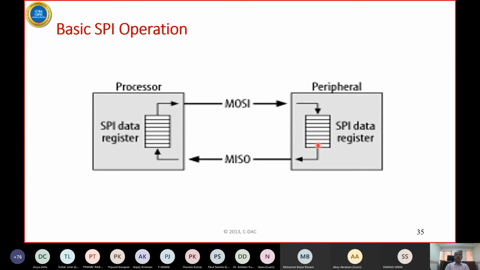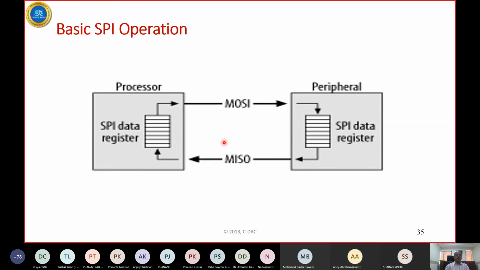Now there is a side effect. Because the clock is going, it is clocking the data out from here, and clocking data in from here, and clocking data out from here. At the end of 8 clocks, the data is exchanged. Meaning what is here goes there, and what is in the peripheral comes to the processor. So even if the processor did not want to read, it gets the byte. The way it works is, your processor wants to send 8 bits to the peripheral, it loads 8 bits here, 8 clocks are generated, and data gets transferred.